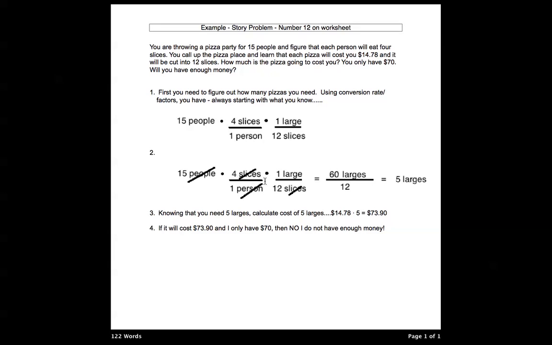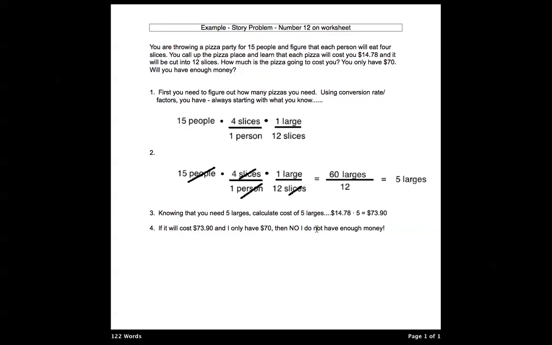So I multiply straight across the top, I get 60 larges. I multiply across the bottom, I get 12. 60 divided by 12 gives me the fact that I need 5 larges. Okay, so now that I know that I have 5 larges, I can figure out how much pizza is going to cost me. 5 larges, $14.78 per large. When you do that multiplication, now we're out of the conversion factor because I'm not converting, I'm just calculating the cost, $73.90. Since you only have $70, no, you don't have enough money.